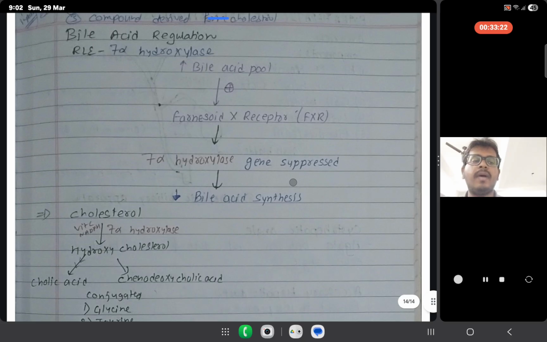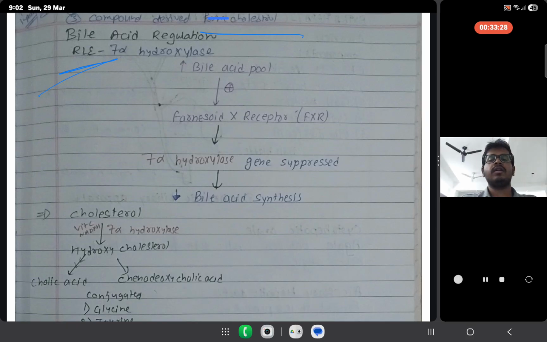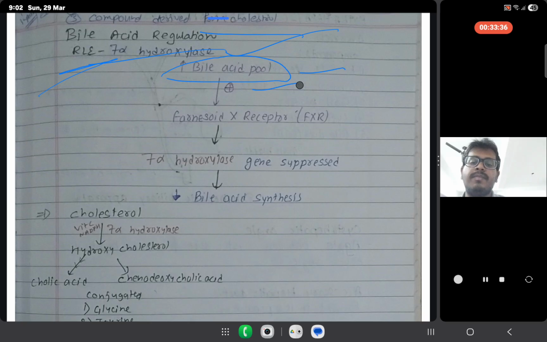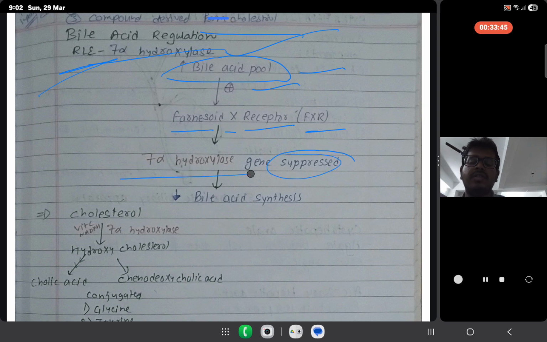Now we'll talk about bile acid regulation. The rate limiting enzyme is 7 alpha hydroxylase, the main enzyme. What happens is, if the bile acid pool increases, there is a positive impact on FXR, the farnesoid X receptor, which leads to suppression of 7 alpha hydroxylase. Then there is a decrease in bile acid synthesis. This is the rate limiting enzyme.